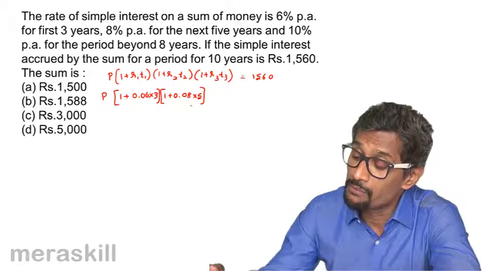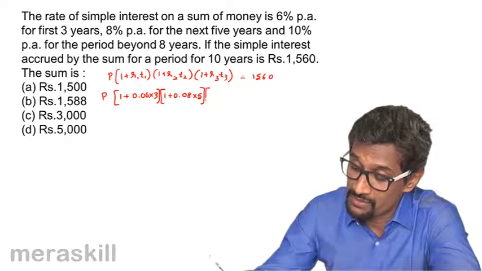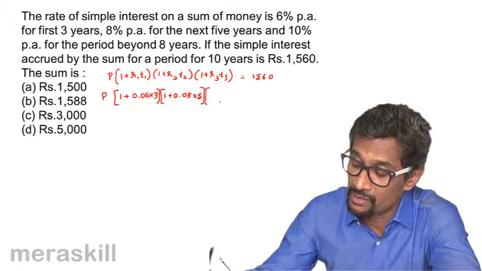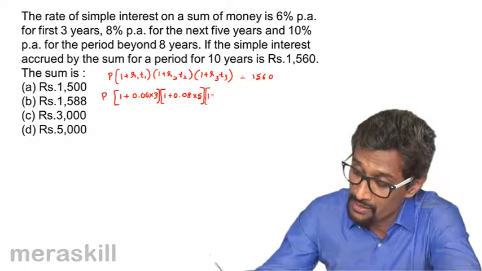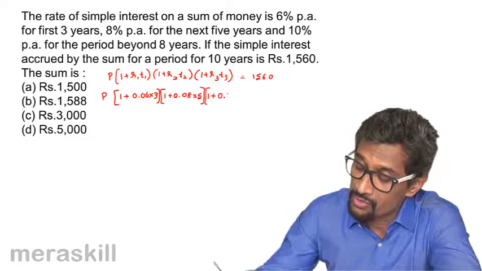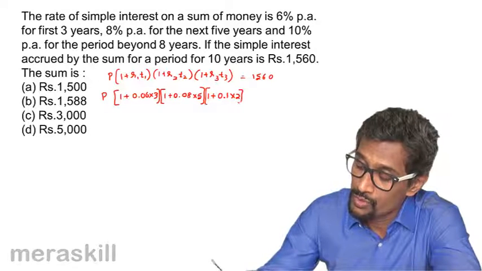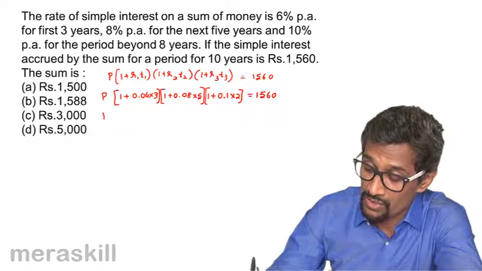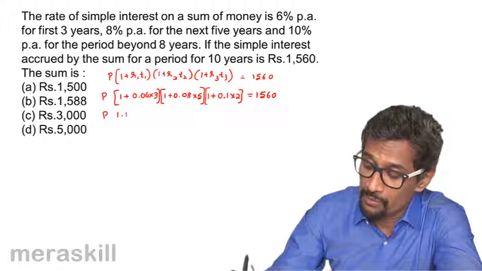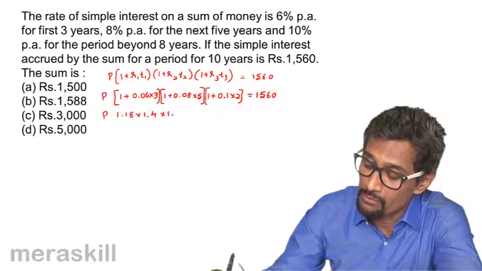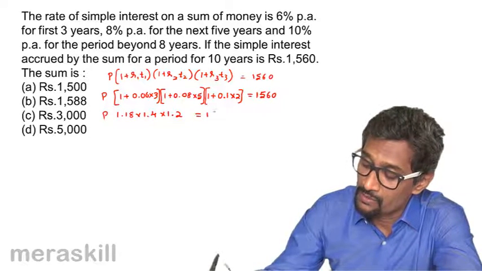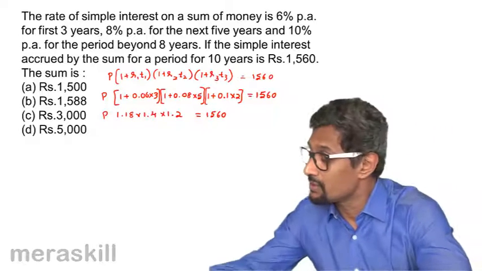If the simple interest accrued is 10% for the period beyond 2 years. That means totally there are 10 years, 8 years are over. So anything beyond that is for the remaining 2 years. It is 10%, so 0.1 into 2 is 1560. So eventually this is P into 1.18 into 1.4 into 1.2 is equal to 1560.